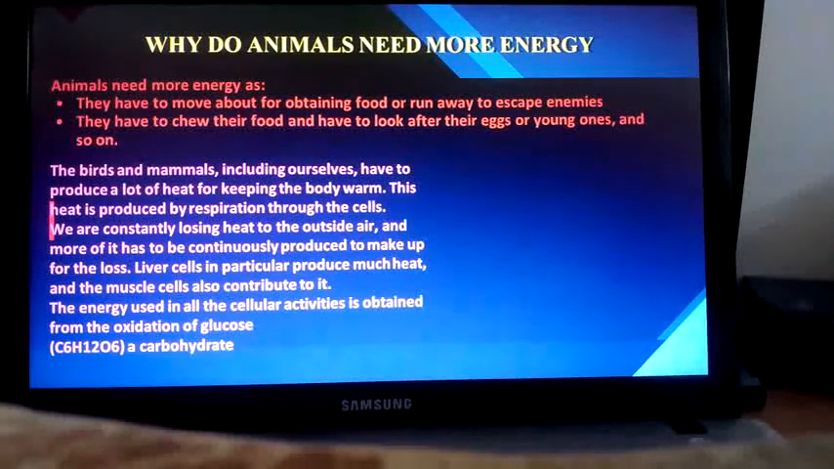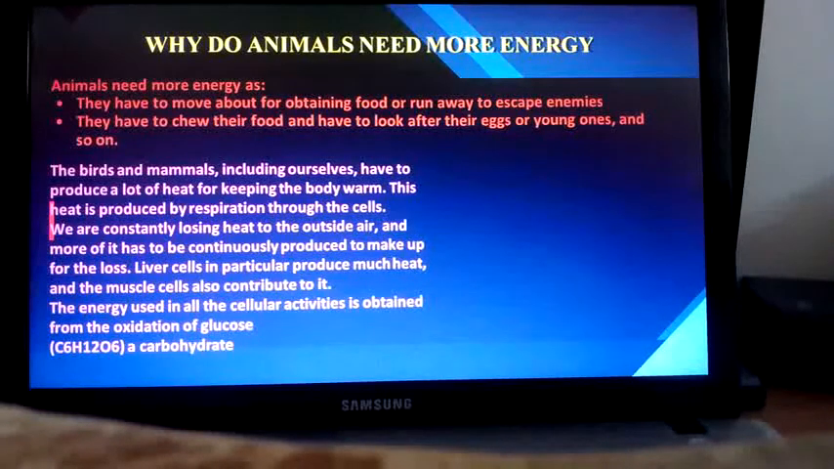And why do we need energy? Why do animals need energy? They have to move about for obtaining food, escape from enemies, chew food, look after their young ones, and so on. Got it? So many other works. The birds and mammals, including ourselves, have to produce a lot of heat to keep our body temperature normal. We are warm-blooded animals. The heat is produced by respiration in the cells.